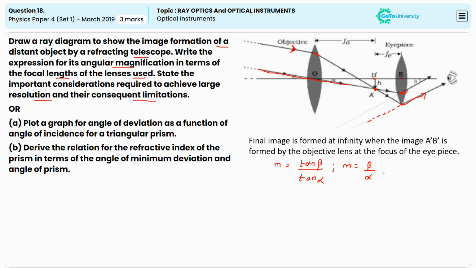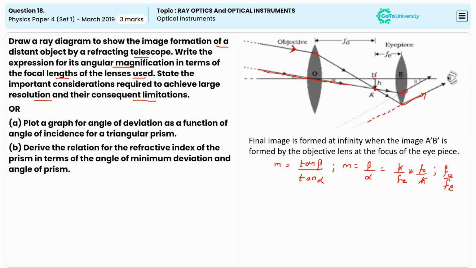M is equal to H divided by Fe, into F naught divided by H. H will get cancelled. Then we can write this as F naught divided by Fe. This is the angular magnification.